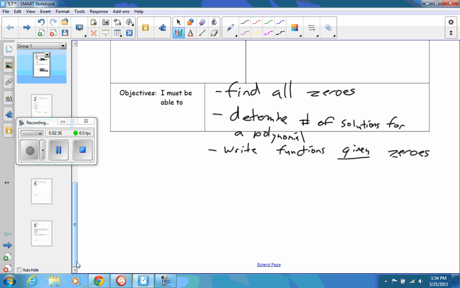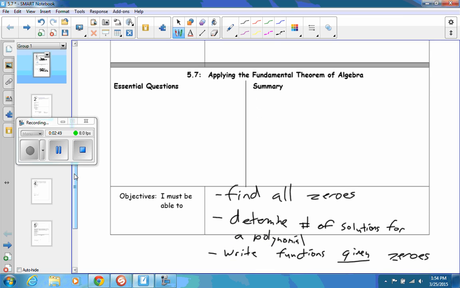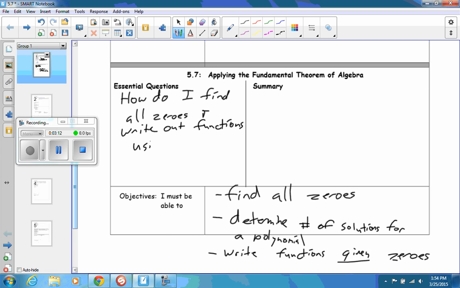We've been factoring. What's the opposite of factoring? Multiplying, FOILing, distributing. We'll do a lot of it, right? Some of both. We'll use the big box method, all of that. So if you want an essential question, how do I find all zeros? And write out functions using zeros.